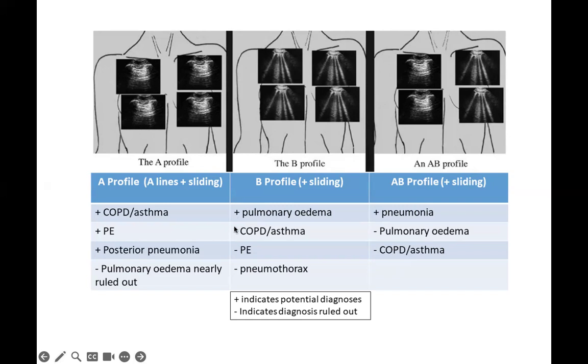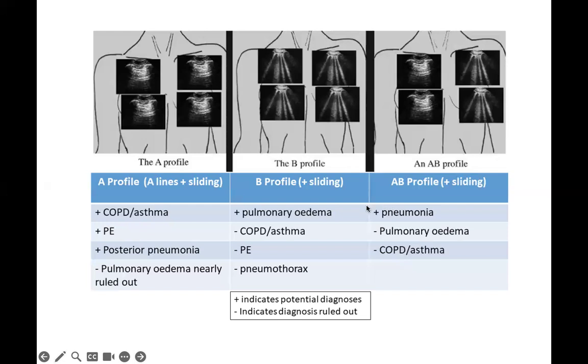If you have the B profile, of course, pulmonary edema is very high on our differential and something we're concerned about. They say you ruled out COPD or asthma. Again, it's unlikely because it's not your top differential diagnosis, but it doesn't mean you've necessarily ruled it out. Same with PE. Again, you could have pulmonary edema and a PE, but you have really ruled out a pneumothorax. If you see those B lines, that indicates that there is lung sliding there. You've ruled out a pneumothorax.